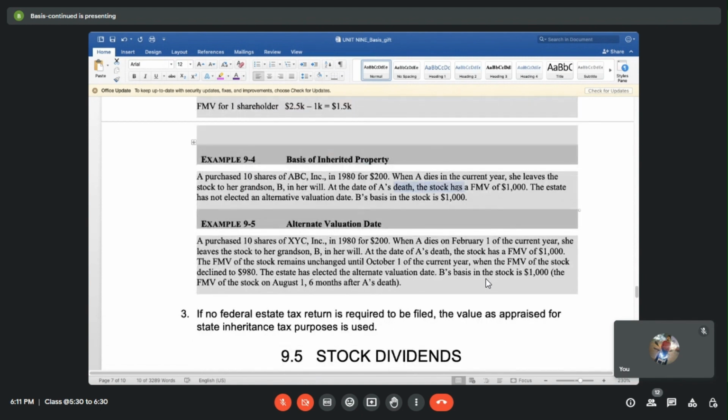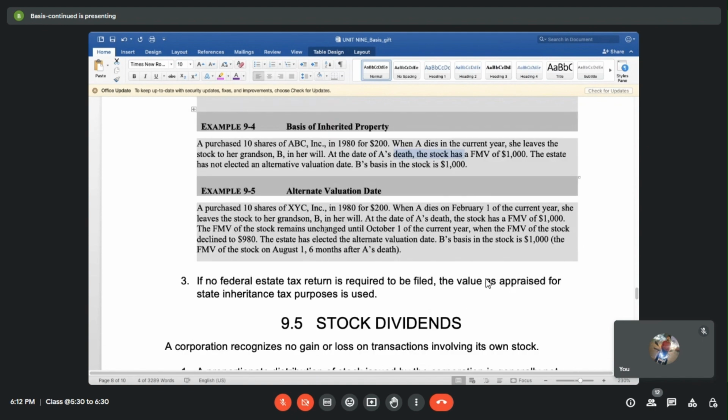I mean, this becomes a bit sensitive, right? One can always say, well, I didn't know that the person was going to die. So there the rules are a bit relaxed. If it's inheritance, just go with fair market value, and that could turn out to be advantageous. Let's go with the next example.